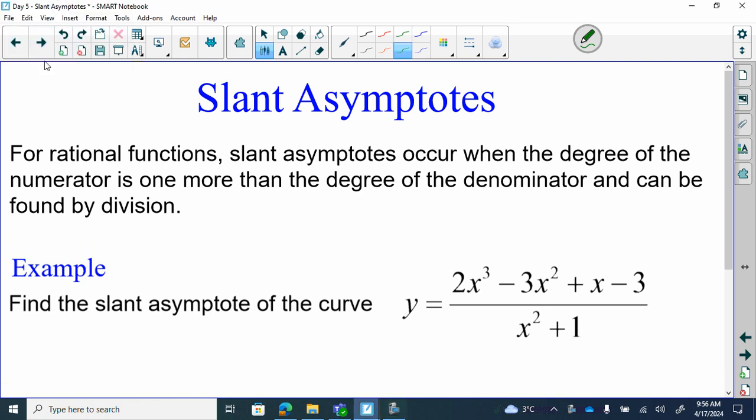All right, ready to rock and roll. So today we're going to talk about slant asymptotes.